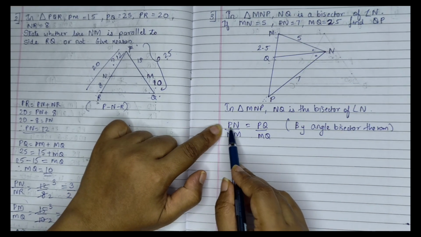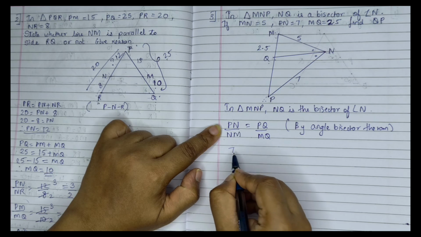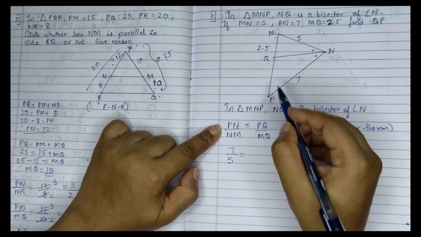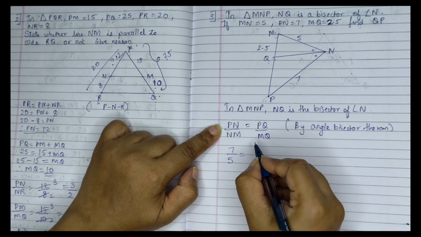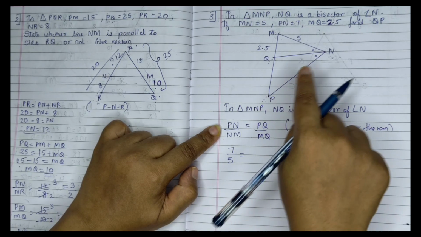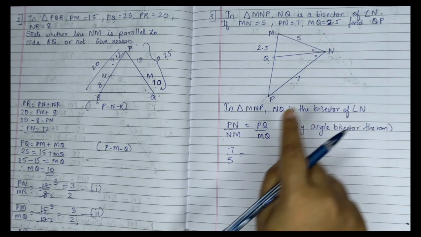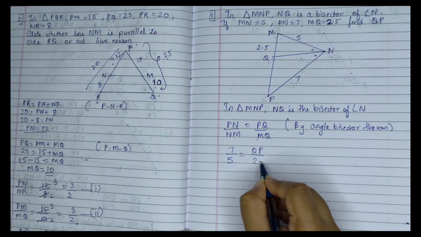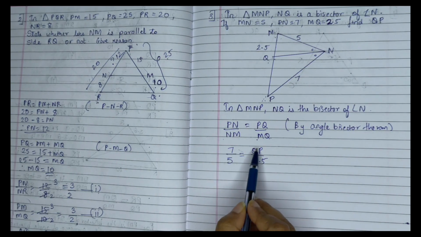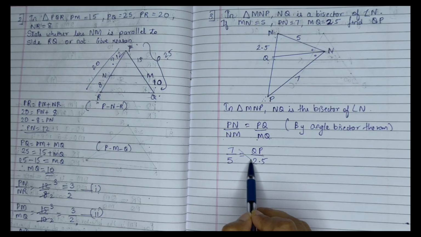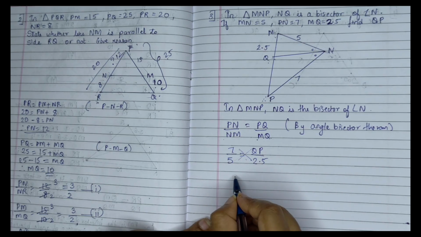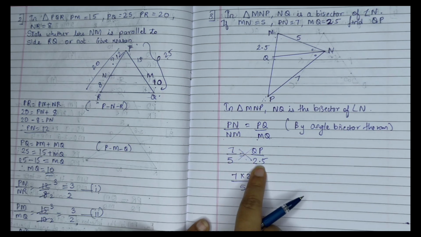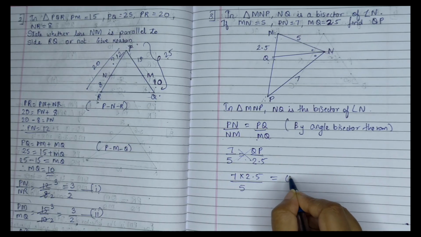Now you can write down the values of PN and NM. PN is 7 upon MN or NM is 5, is equal to PQ. We don't know it, we have to find PQ, or we can write QP instead, upon MQ. MQ is 2.5. Now we can cross multiply and find the value of QP, that is 7 multiplied by 2.5 upon 5 is equal to QP.